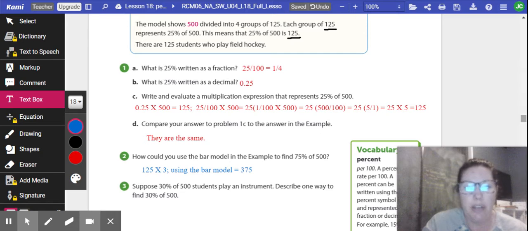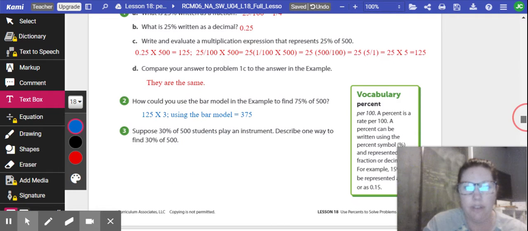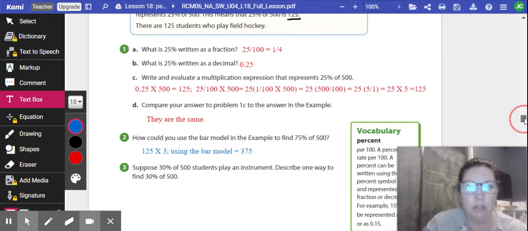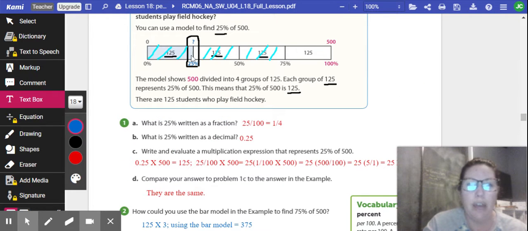Suppose 30% of 500 students play an instrument. Describe one way to find 30% of 500. Okay, well, if we were using a bar model, we would have 25%, which we know is 125. So then we would add in what an extra 5% would be.